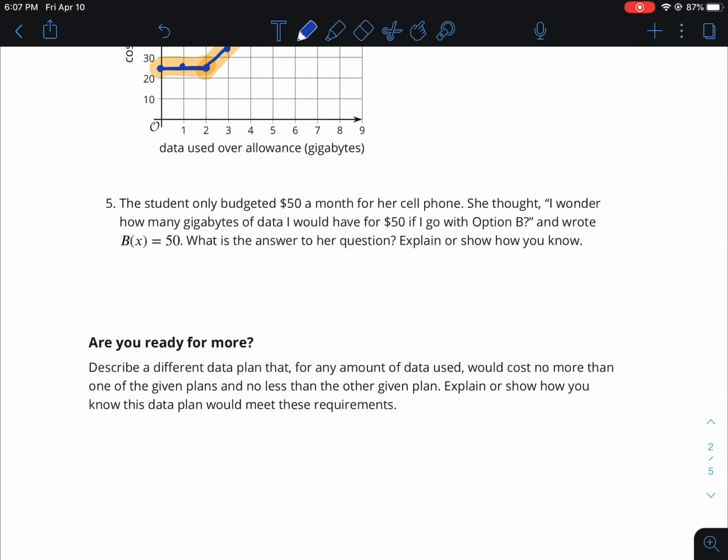A student only budgeted about $50 a month for a cell phone. She thought, I wonder how many gigabytes could I have for $50 if I go with option B? So we're going to answer that. So $50, we're going to set it equal to the equation. So 25 plus 10x. So 25 equals 10x. So x equals 2.5. But remember, that's like an overage. And so she got 2 gigabytes originally, so she would be allowed 4.5 gigabytes.